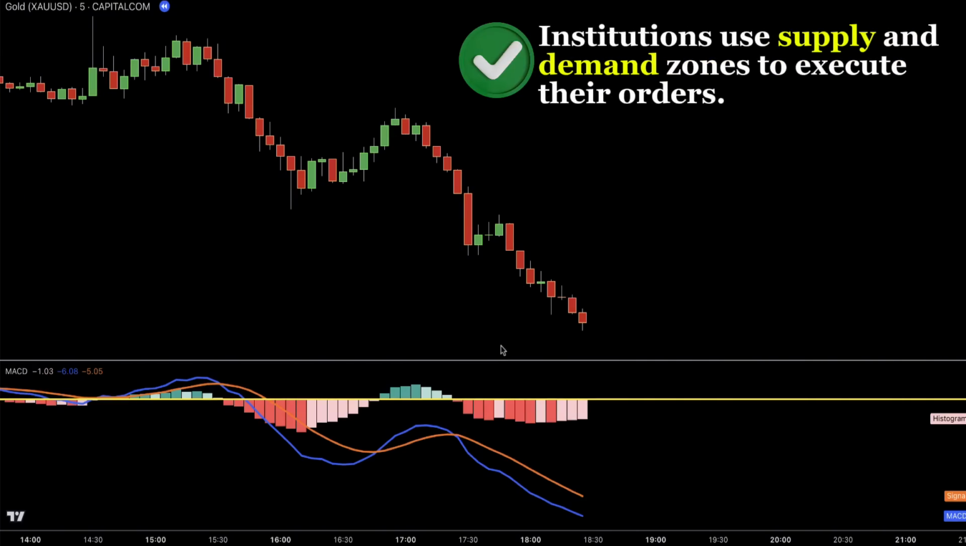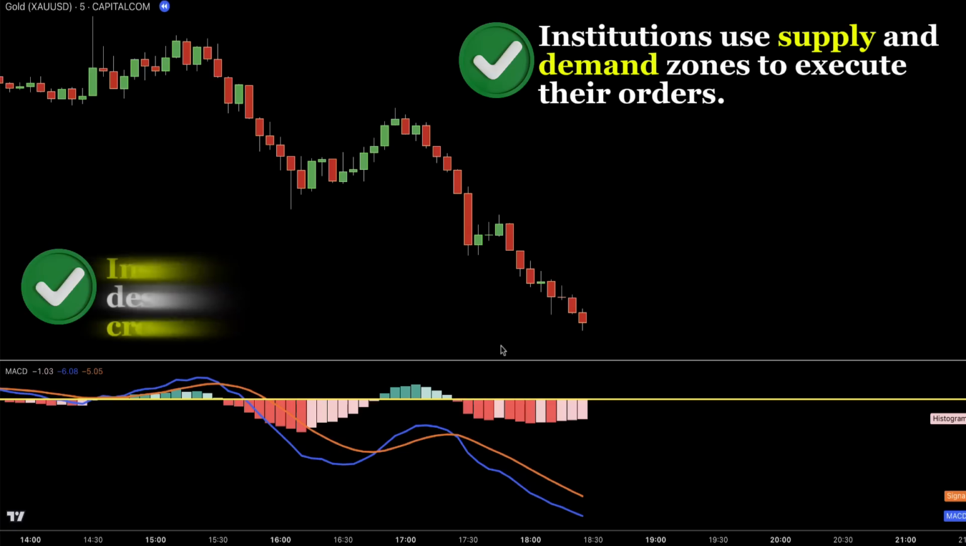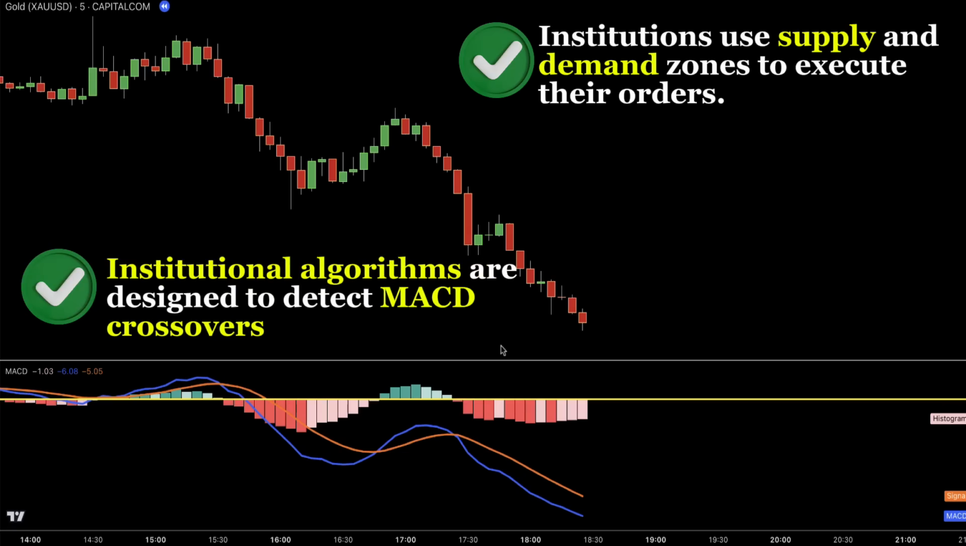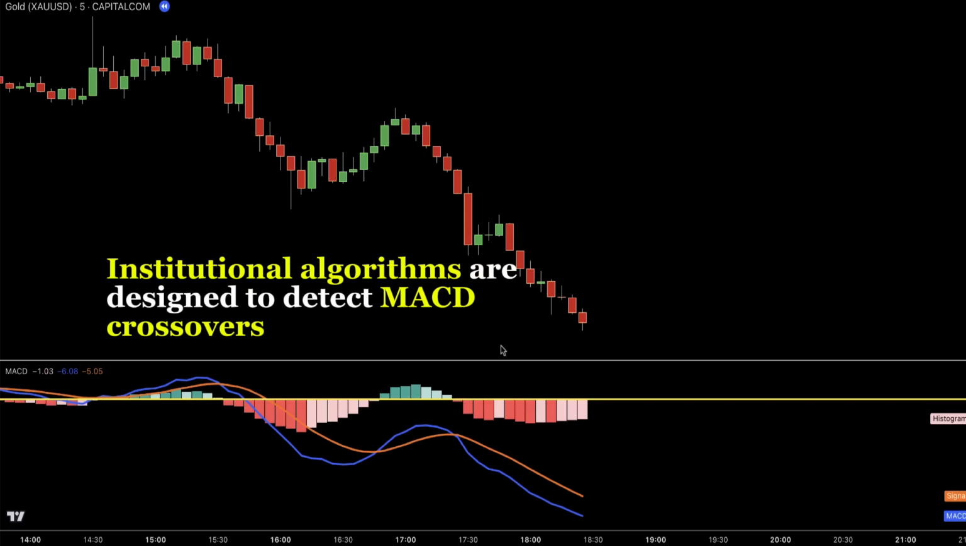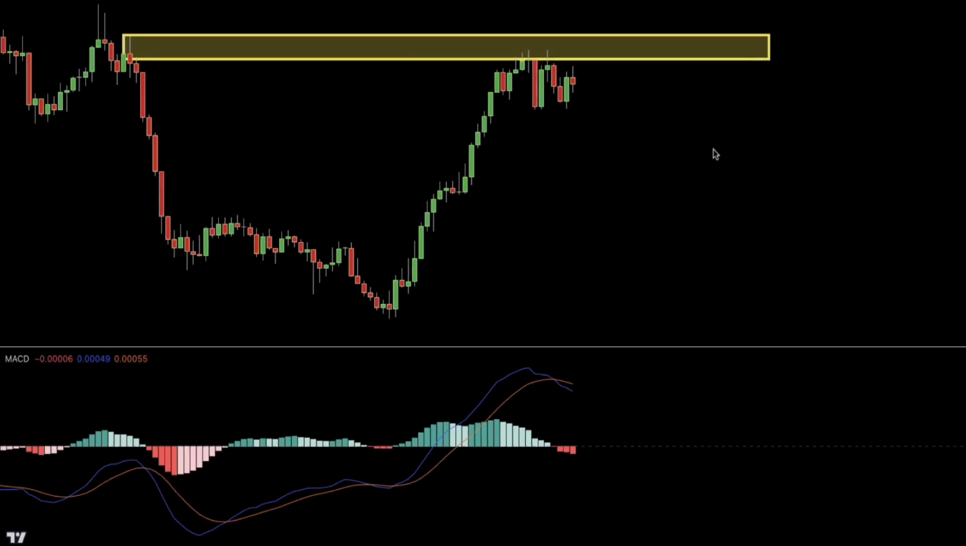Now we have two important pieces of information. Institutions use supply and demand zones to execute their orders. Institutional algorithms are designed to detect MACD crossovers and trade based on them. Now, let me give you an example to show how these two concepts come together in action.